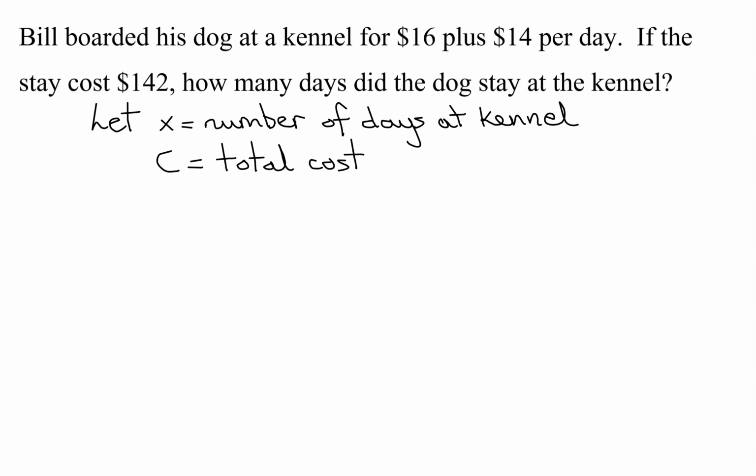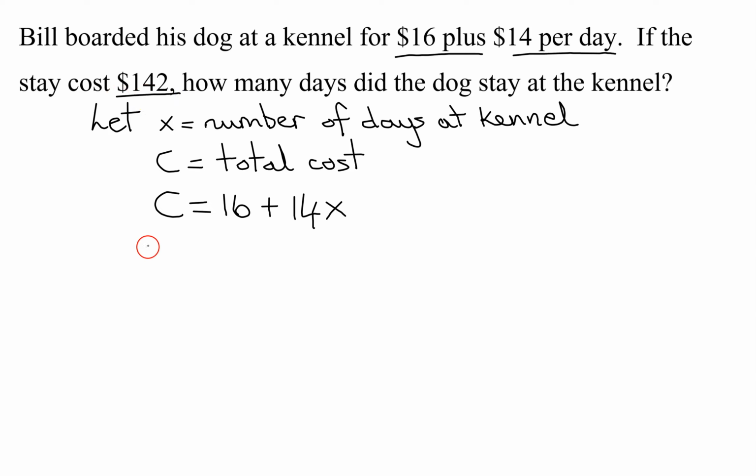So in general, how do we figure out the total cost C? Well, C equals, you initially pay $16 regardless of the number of days the dog stays. And then the next part depends on the number of days. So if the dog stayed 1 day, it'd have been $14. 2 days, 2 times 14, 28. But since the dog stayed x number of days, it's going to be 14 times the number of days he stayed, which was x. So now I know how to figure out the total cost.